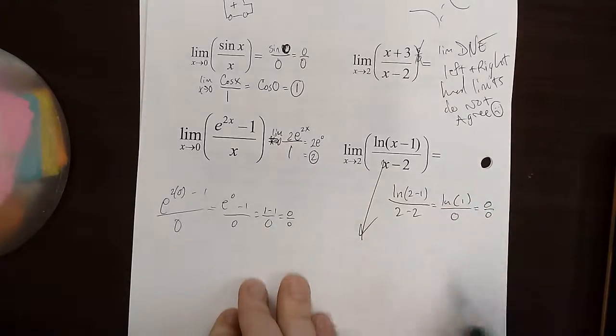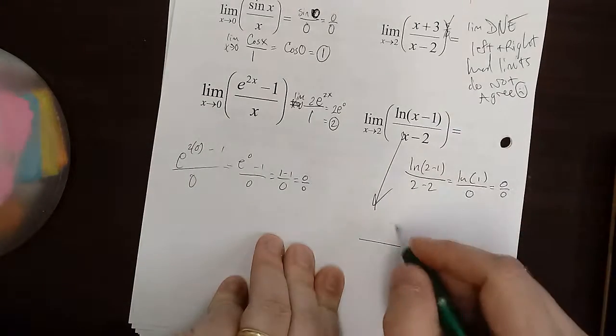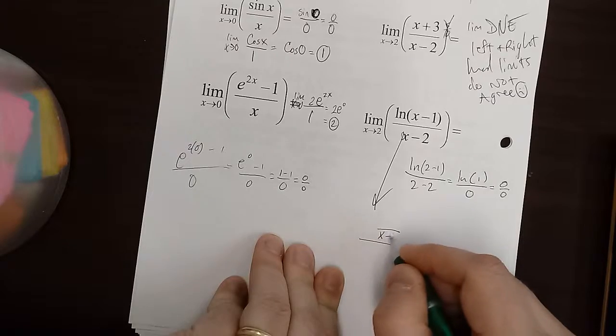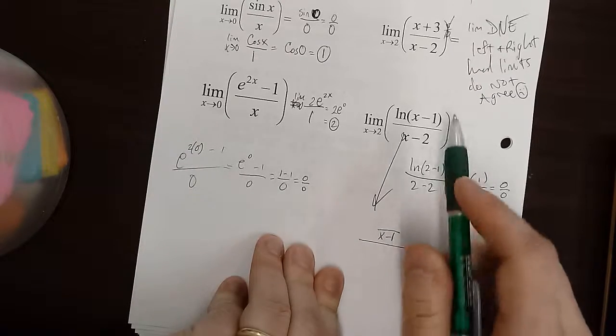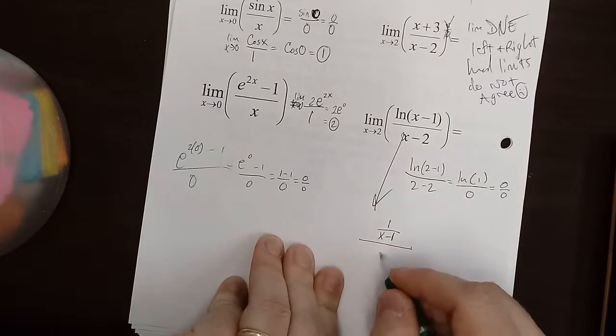And this is where I really love that we don't have to do like quotient rule or anything. Because if we do L'Hopital on this, well, the x minus 1 goes on the bottom, and then the derivative of the x minus 1 goes on top, which is just 1. And then derivative of the bottom is just 1.